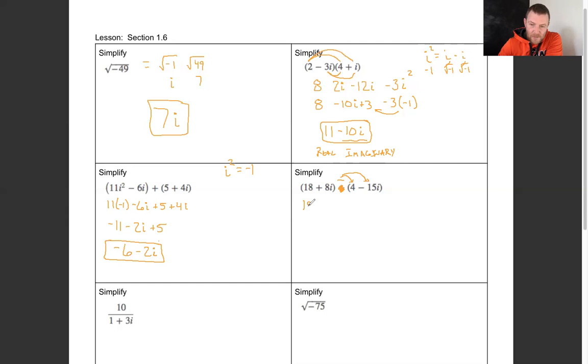So it'd be 18 plus 8i. Again, there's a minus here. So minus 4, minus a minus makes a plus 15i. So not that big a deal, but you got to make sure you distribute it to both. And then simplify what you can. 18 minus 4 is 14. 8i plus 15i is 23i. That's it. Clear that.